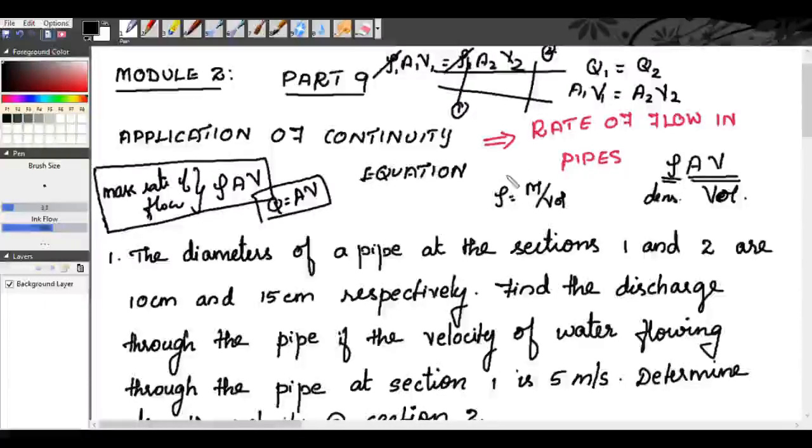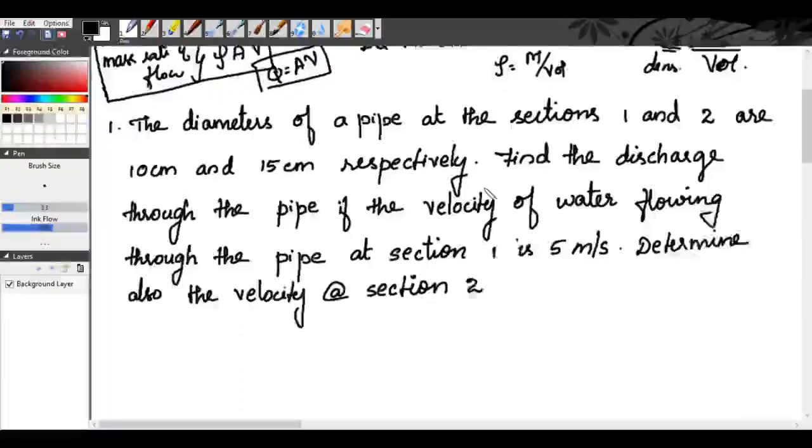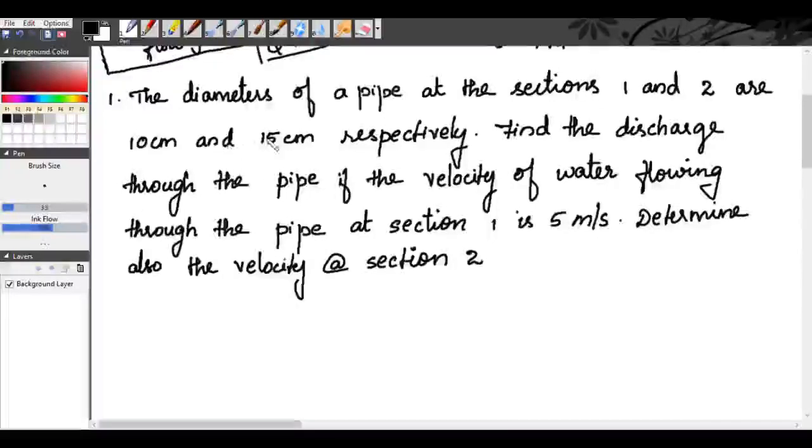Okay, now we will move on to our problems. The first problem: the diameters of a pipe at sections 1 and 2 are 10 centimeter and 15 centimeter. From the question itself, you have one pipe and for that pipe the diameter is varying. At section 1 and 2 they are 10 centimeter and 15 centimeter respectively. So at section 1 the diameter is smaller and at section 2 it is larger.